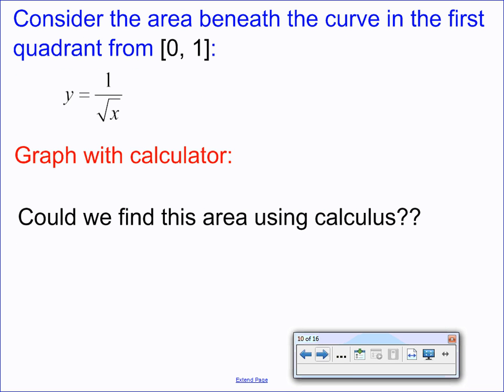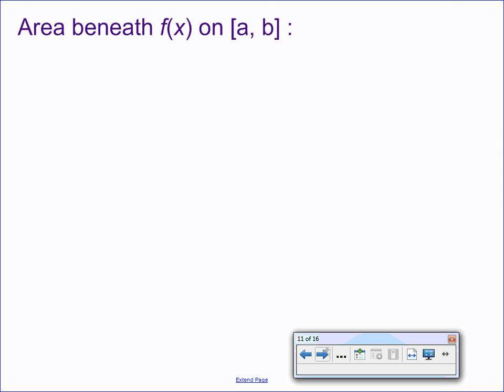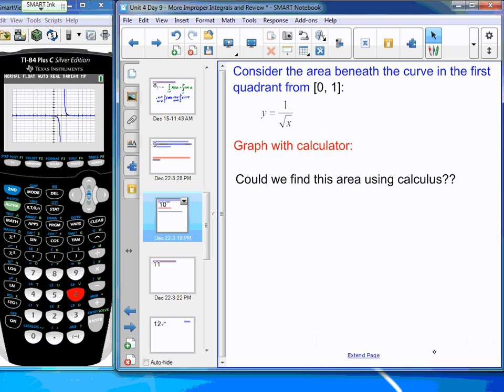Okay, so let's go ahead and consider the area beneath the curve in the first quadrant of this function y equals 1 over root x. Again, we're going to inspect with the calculator, and then we'll evaluate algebraically, analytically without the calculator, and see if we can make a connection between the two. So let's investigate the original, please.